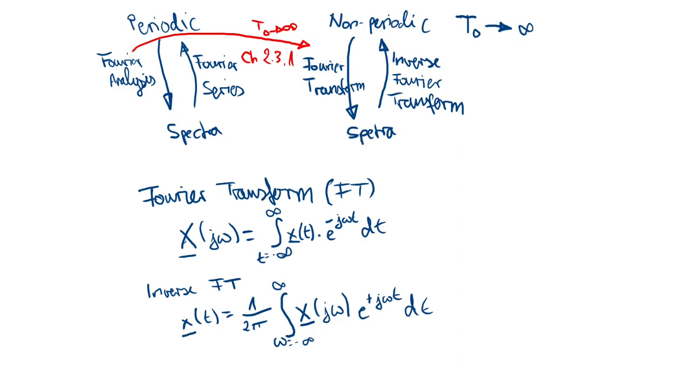We can also use an operator. It's this calligraphic F, which stands for our Fourier transform. We'll use this notation a lot, and we use this calligraphic F with a -1 to write the inverse Fourier transform.